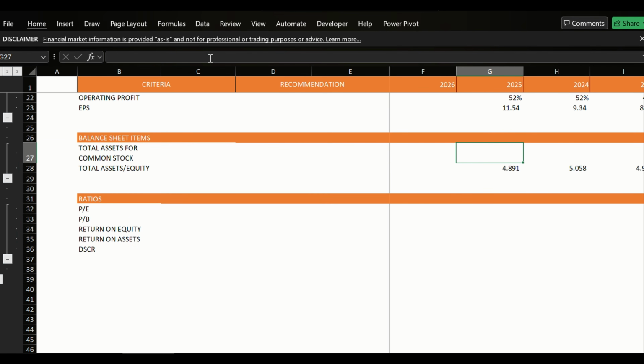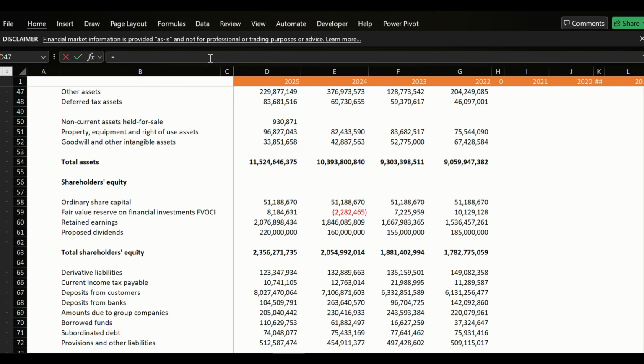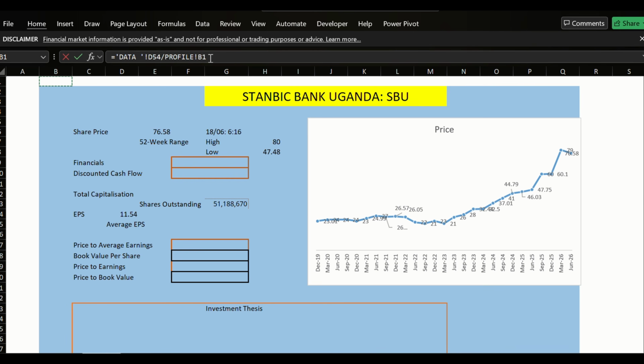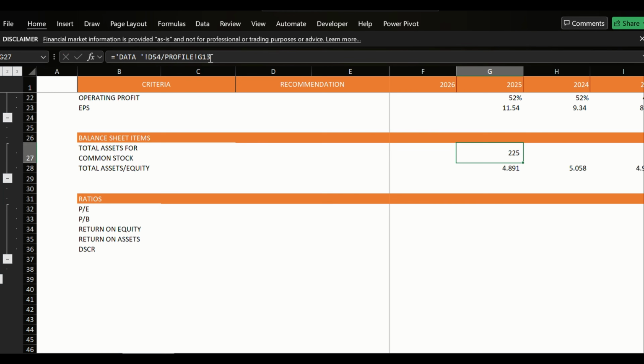You can see that's pretty healthy. Total assets for common stock would just be the total assets divided by the shares outstanding, which is really distorted.